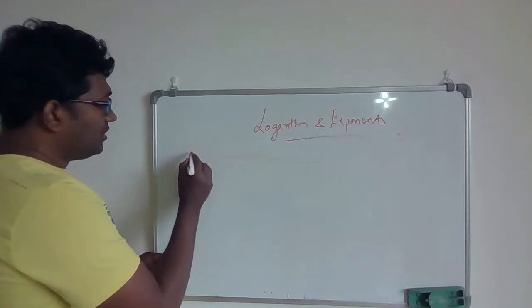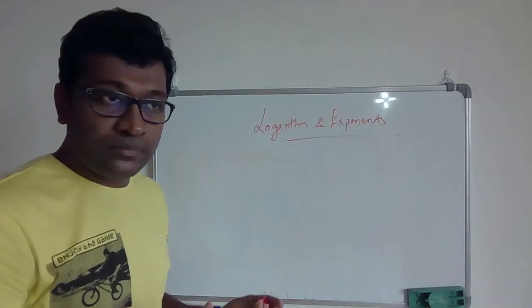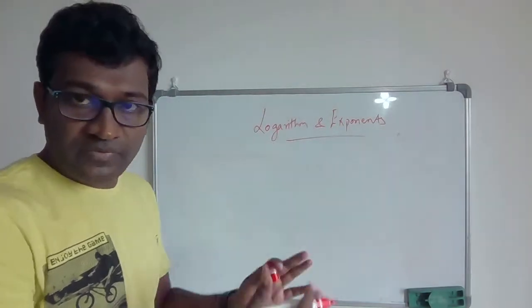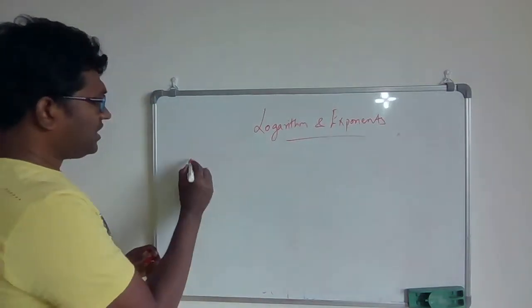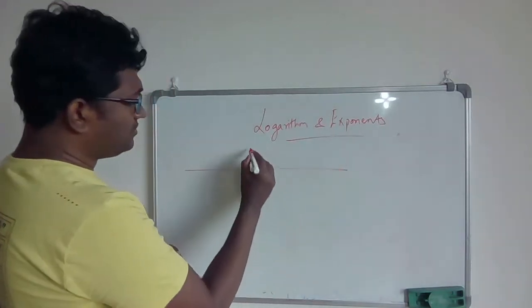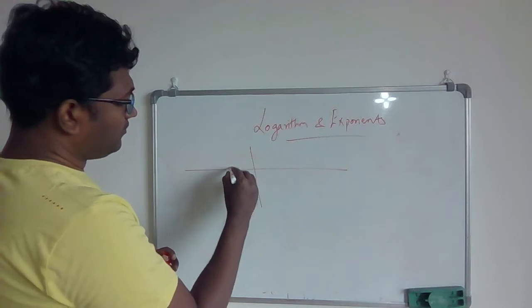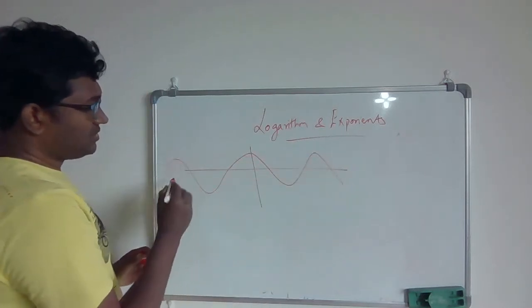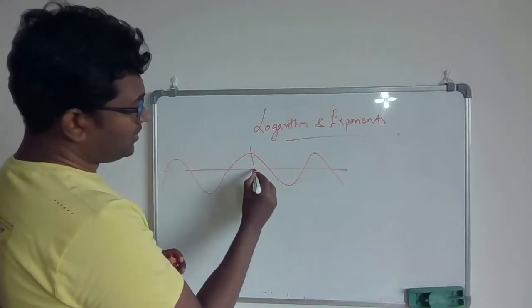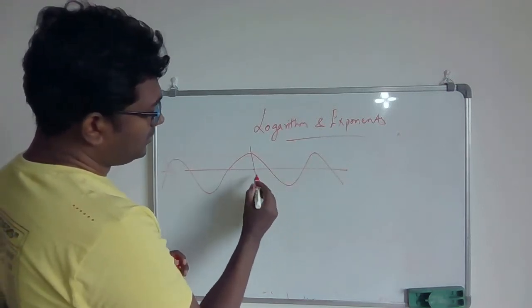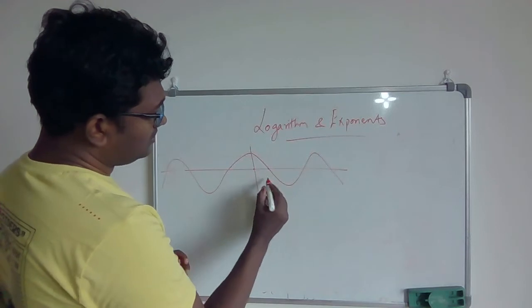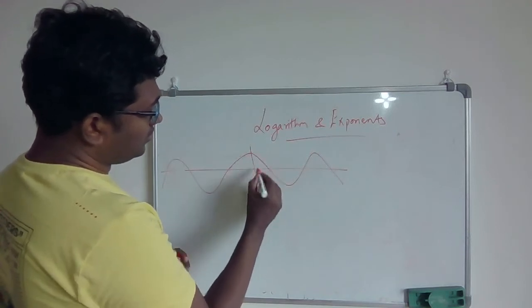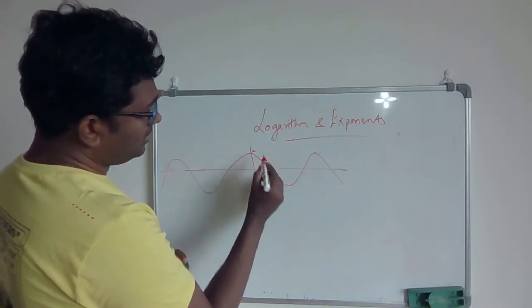So there is a relationship between your trigonometric function and infinite series. So let's say you have a cos wave, something like this. It's a cosine wave. As we all know, cos 0 is this. At 0 this is 1.